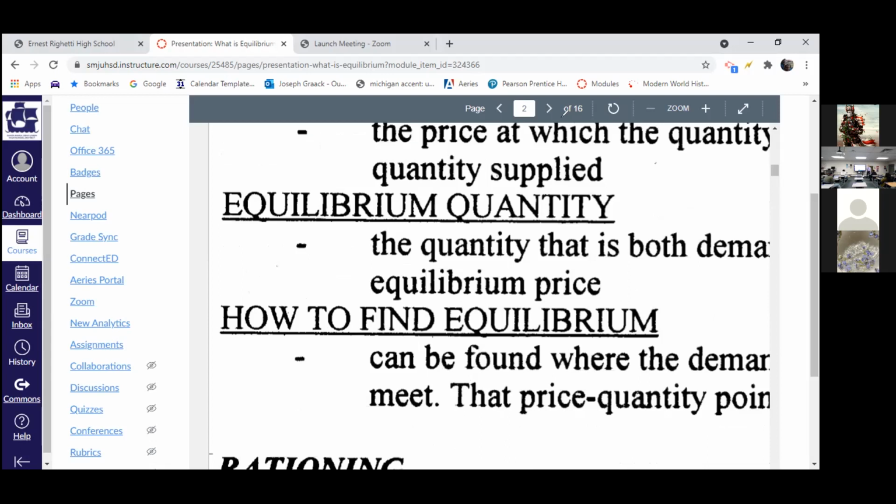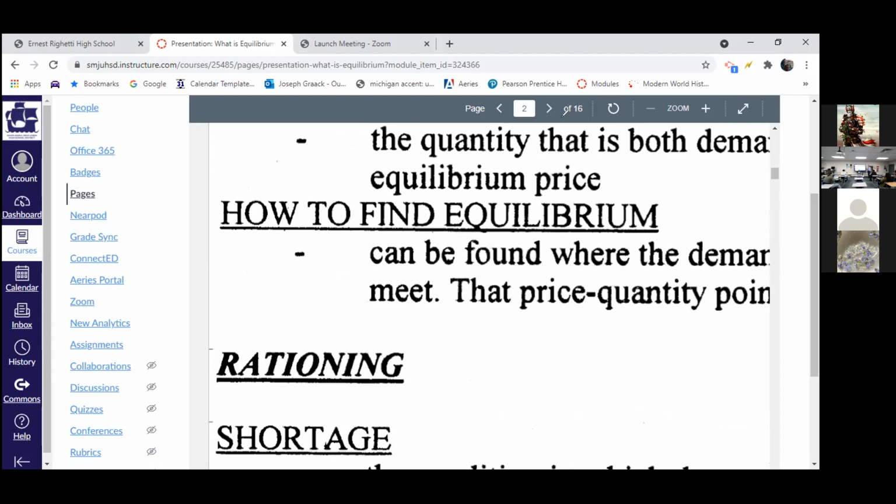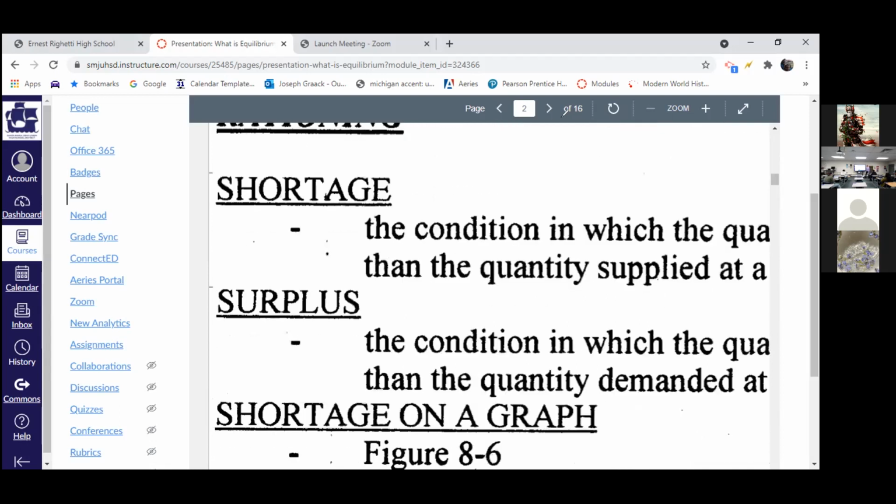Equilibrium quantity is the quantity at that equilibrium price, and it's very easy to find. It's where the demand curve and the supply curve are going to intersect. All right, they're going to intersect. So we're going to have a couple of different areas on this curve, and you'll see this, it's a lot easier. You're going to have areas of shortage, right?